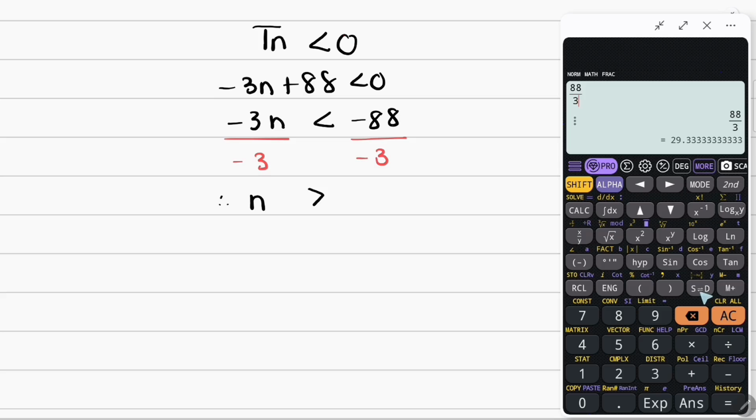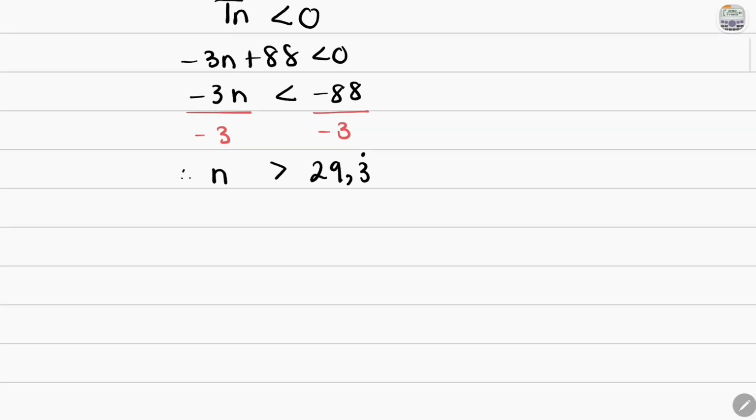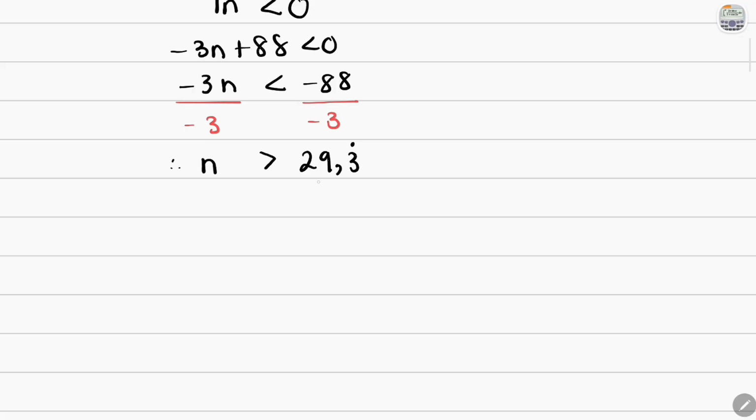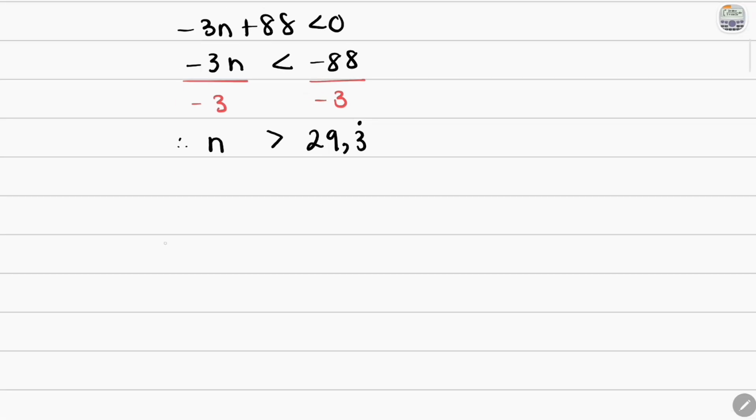Okay, and that gives us, we can just leave it as 29.3 recurring. Okay, 29.3 recurring. And so what this means is we're only going to take term values, eh? We can't take these type of decimal numbers. So if it's saying that this will happen where our n value is greater than this number 29.3 recurring, think about values greater than this.